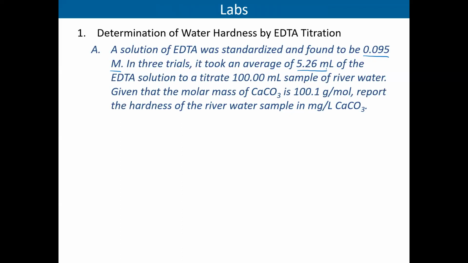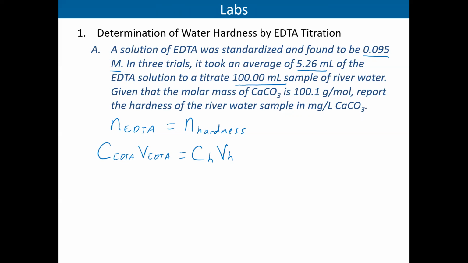So here's some information. We have 5.26 mL of EDTA solution, and that was used to titrate 100 mL of river water, okay? So that's the first place we're going to start. Remember that what this means is that the number of moles of EDTA is going to be equivalent to the number of moles of hardness in the water. So this is a good place to start. How do we figure out the number of moles of EDTA? It's basically concentration times volume. And we can do the same thing with the water sample. So concentration, we'll call it H for hardness, times the volume of hardness.